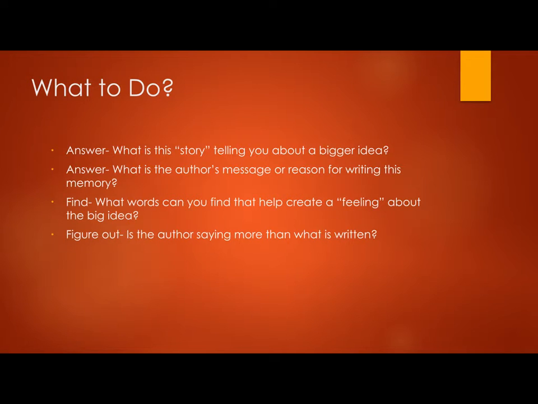The second thing you want to look at is answering what's the author's message, or what's the reason for him writing about this memory. Of course, it's going to be pretty exciting. There's going to be some sort of conflict that they're going to have to overcome, and you're going to get a good answer to the question of why they chose this memory, but you want to look at what message they are trying to send you, the reader, about why they picked this particular memory to write about.